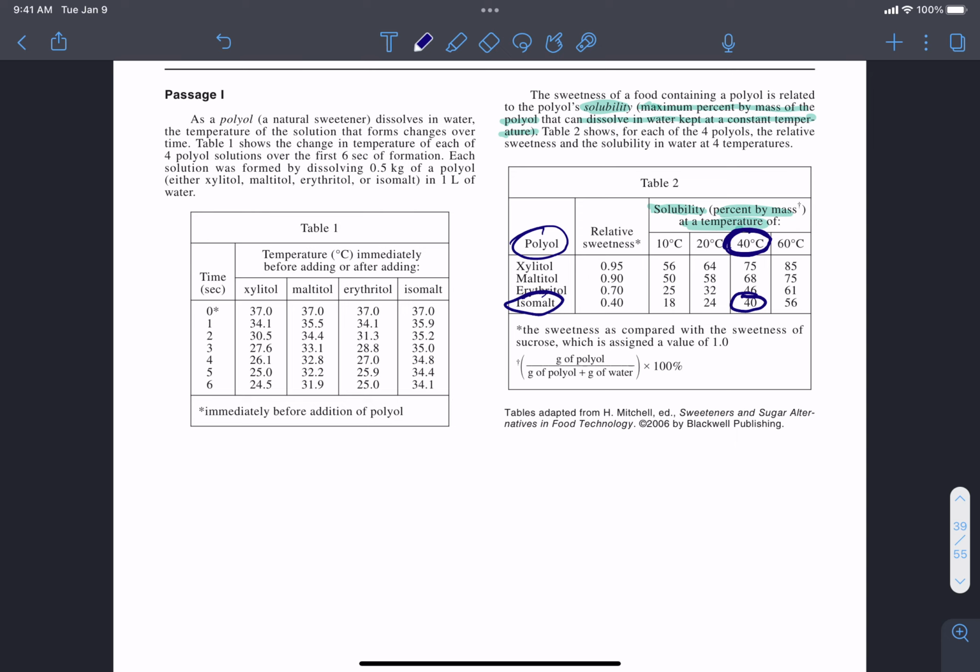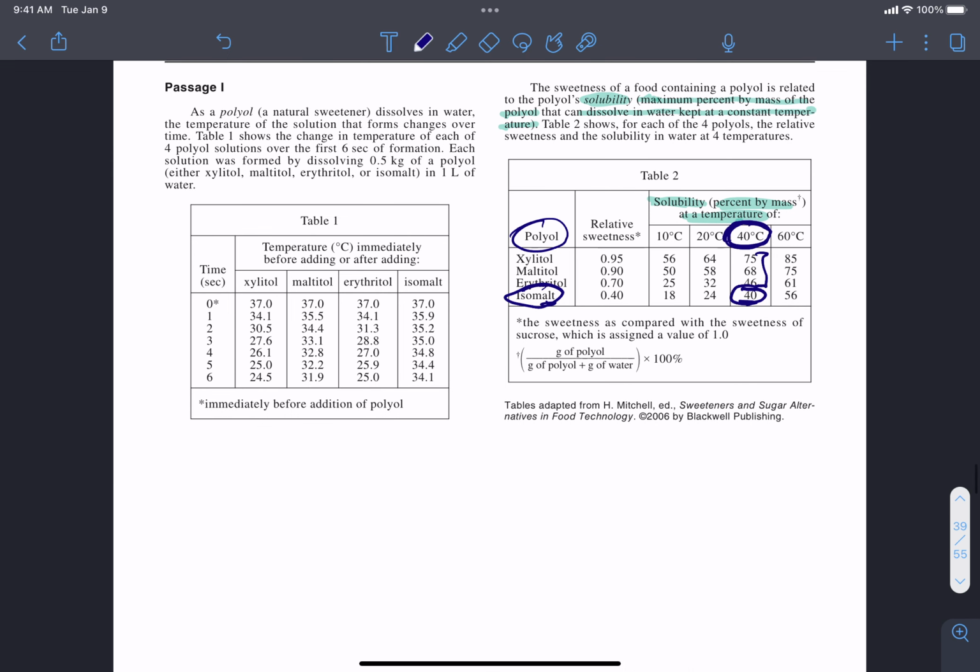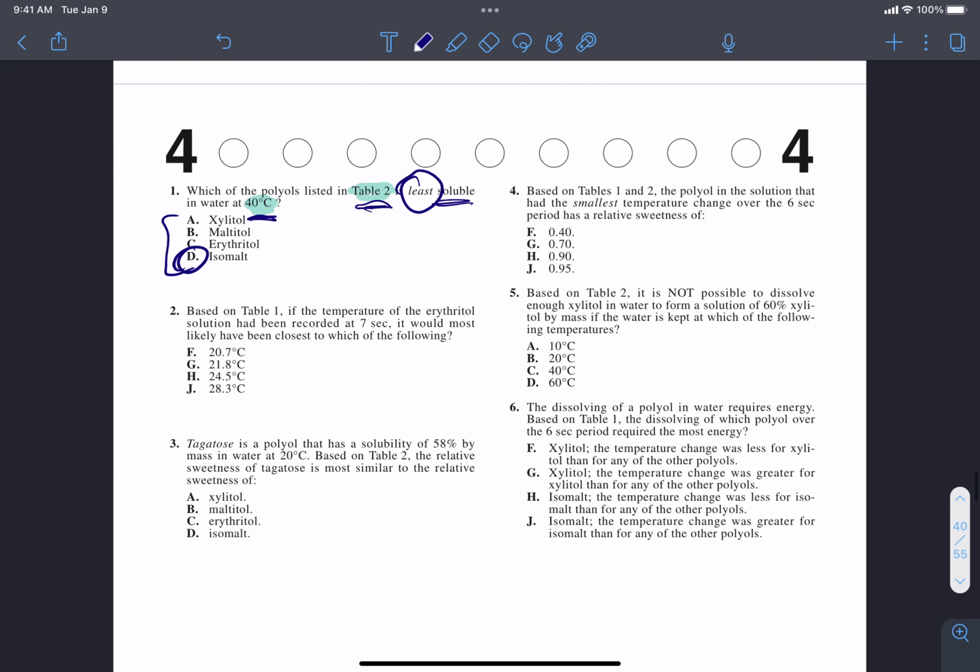So here, how do I know it's least soluble? You look at 40 degrees Celsius because that's what the question told you, and you ask yourself which polyol had the smallest number, the smallest percent by mass dissolving into the solution. And that is isomol. Isomol, it's at 40. Everything else is at 75, 68, 46. 40 is the smallest. Our answer is D.